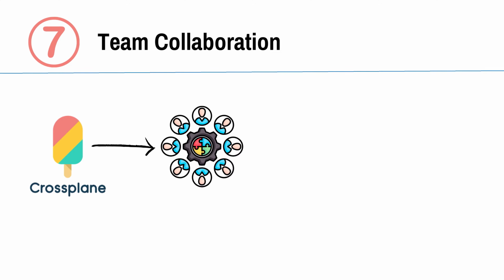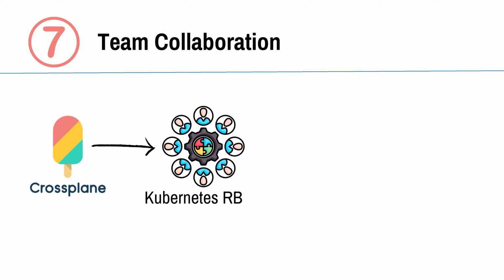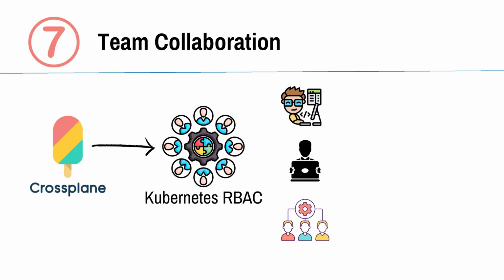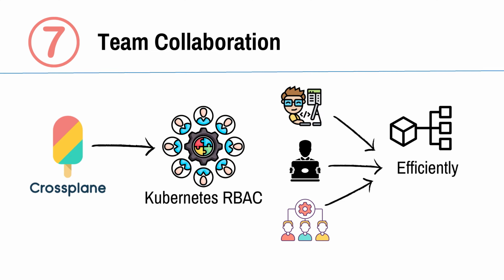Advantage number 7 is team collaboration. Crossplane allows you to define roles and responsibilities more naturally by using existing Kubernetes RBAC. Developers, operators, and infrastructure teams can collaborate more efficiently, each interacting with the cluster according to their permissions and needs.